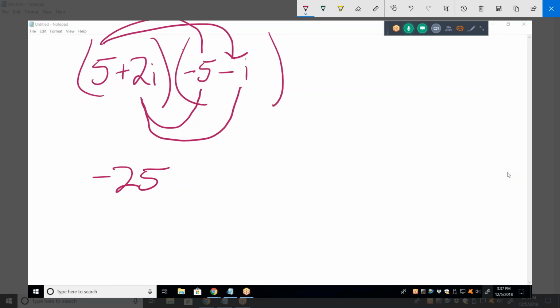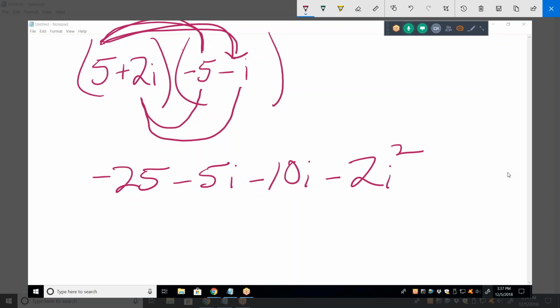What's next? Negative 5i. No, you do this, and then you do this. Oh, excuse me. What was I thinking? You're absolutely correct. Okay, and then what's the inside? Negative 10i. And what's the last? Negative 2i squared. When you multiply i times i, you get i squared. Now, this is key because that is a real number. It's not an imaginary number anymore. i squared is negative 1.